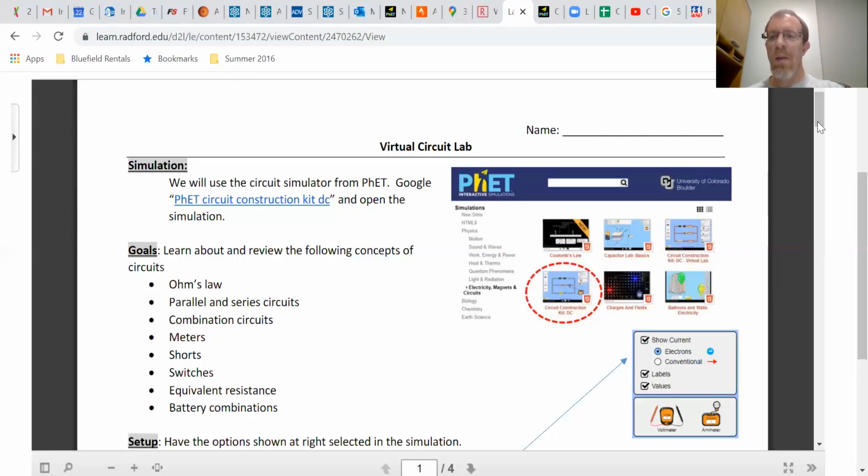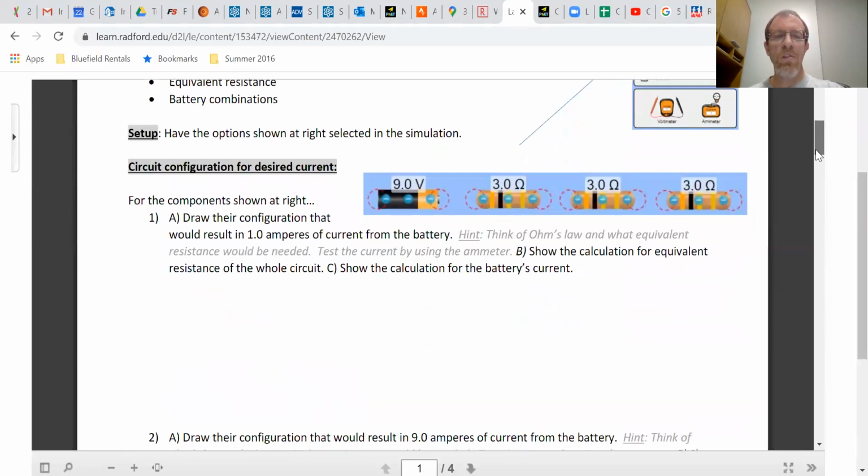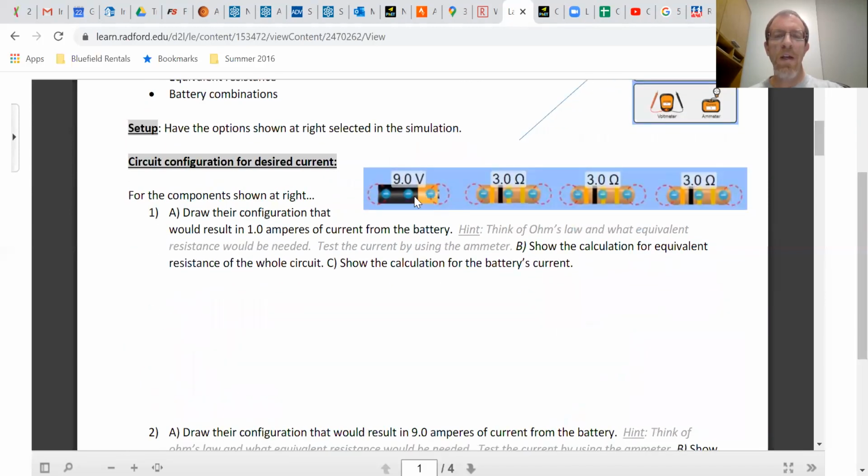And then if we scroll down here, we'll see that the first exercise is to take a 9-volt battery and three ohm resistors and make a circuit out of all 4 of these elements such that there's 1 amp of current through the battery. All right, so let's see if we can at least get started on that.